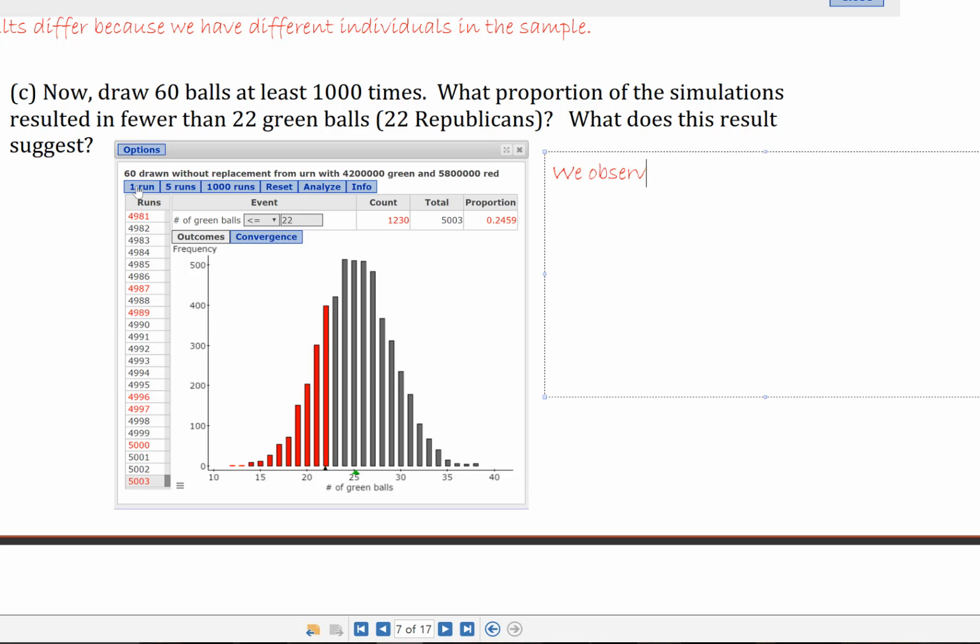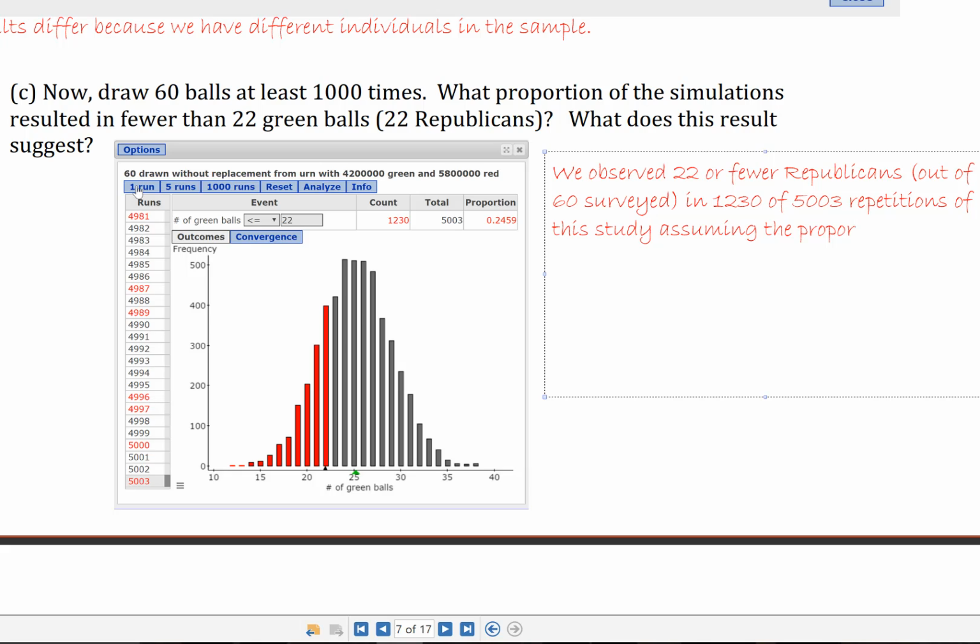We observed 22 or fewer Republicans out of 60 surveyed in 1,230 of 5,003 repetitions of this study. And this is all assuming the proportion of Republicans is how much? 0.42.